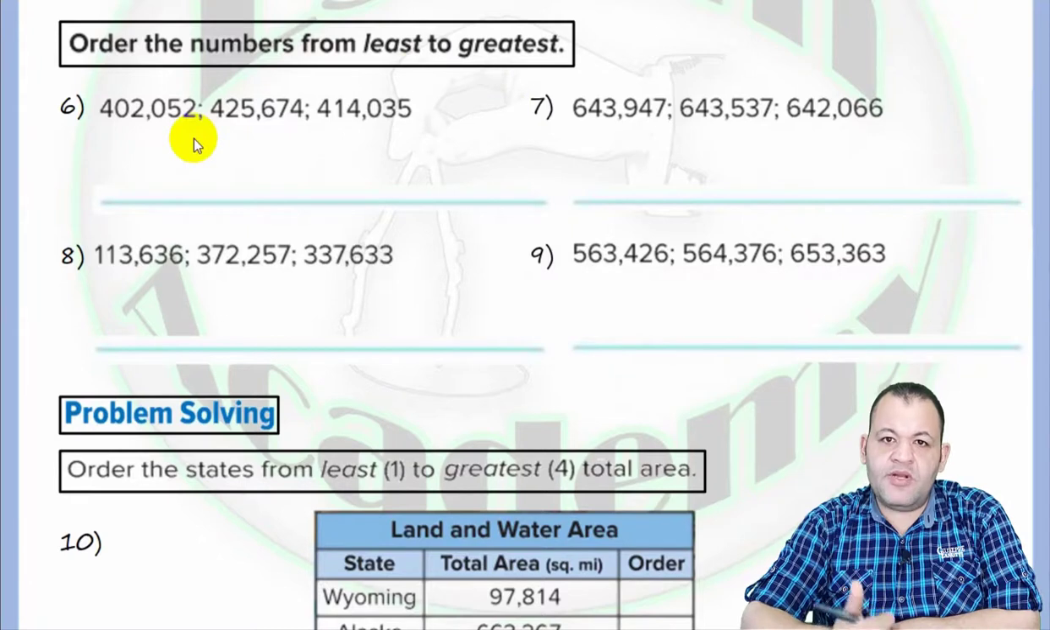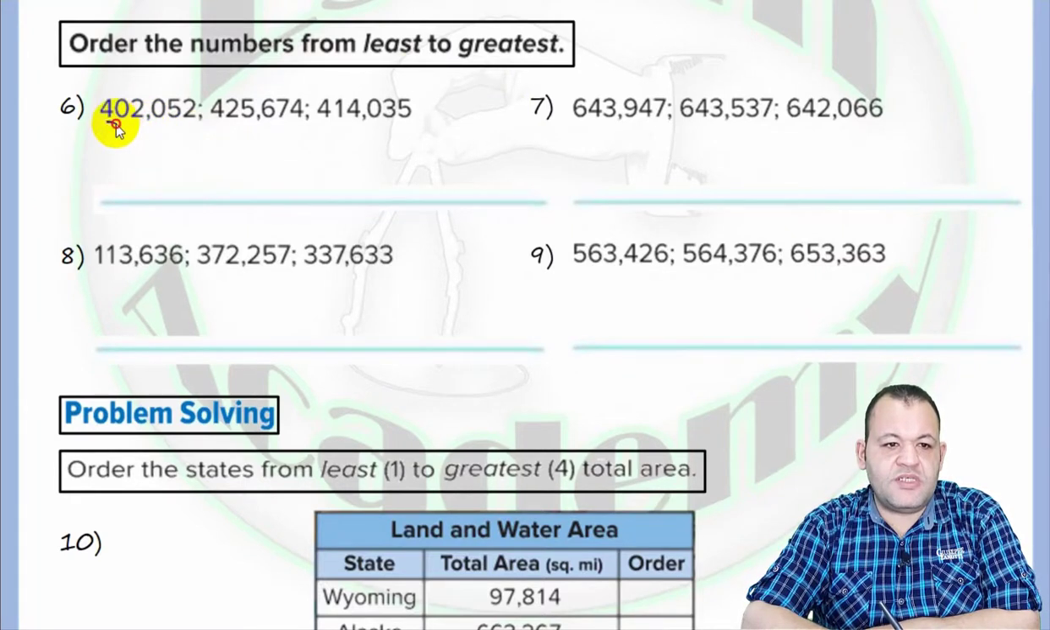In this problem, we need to arrange the numbers from the least to the greatest. So to arrange the numbers in number 1, we need to count the digits. In the first number, we have 6 digits. The next, we have 6 digits. The next, we have 6 digits. So we start looking from the left. Because all of them have the same number of digits, we look at the leftmost digit. We have 4, 4, and 4. They are equal. But then we have 0, 2, and 1.